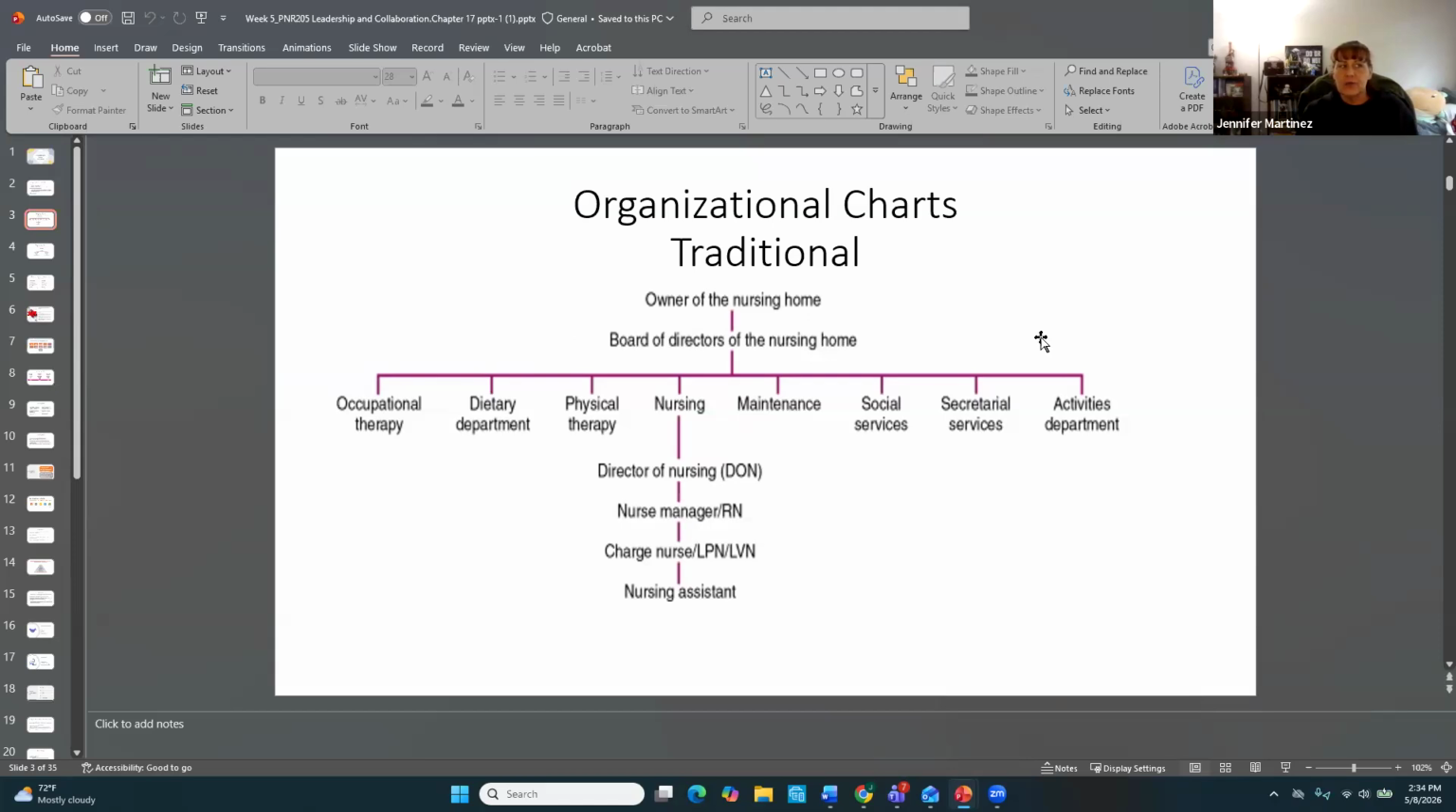Owner of the nursing home, we have a board of directors, and then we have the different departments. And then under each one of these departments, there's going to be another list. All right. So here we have nursing, because that's what we're focused on. We have our director of nursing, our nurse manager, our charge nurse, and our nursing assistant. Okay. So this is the chain of command.